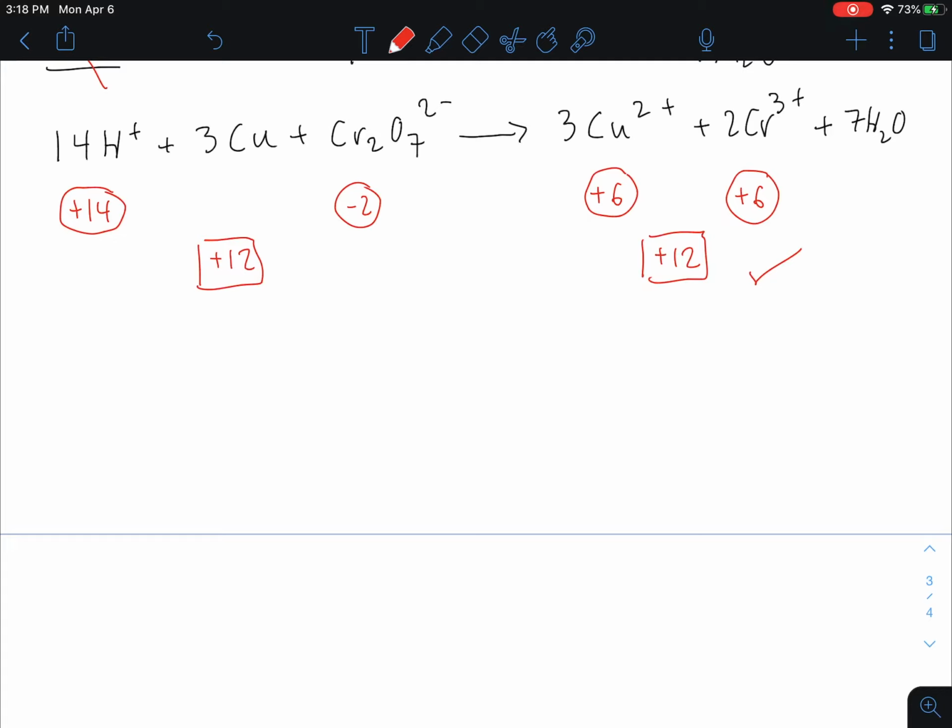I guess we should have verified the atom count as well, but it looks right. There's 14 hydrogens on each side, 3 coppers on each side, 2 chromiums on each side, and 7 oxygens on each side. So everything is pretty well balanced out. So that's the general strategy you want to follow for balancing these oxidation reduction reactions. I think I have one more example in the slides, so I'm going to jump back to that.